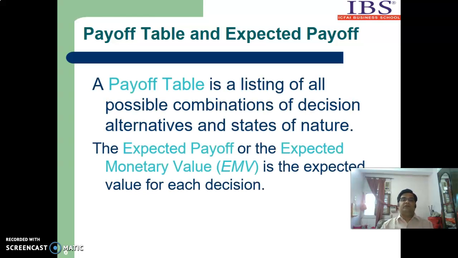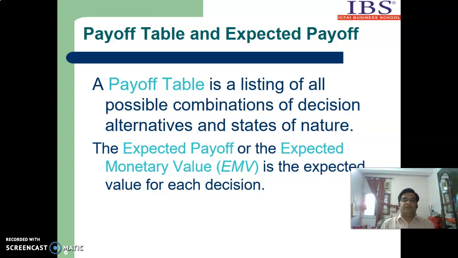So what is a payoff table? A payoff table is a listing of all possible combinations of decision alternatives and states of nature. So a payoff table will consist of different alternatives. Suppose there are three states of nature and there are three acts. So there will be 9 payoffs. So it will be a 3 by 3 table. So 9 outcomes will come out if there are 3 acts and 3 states of nature.